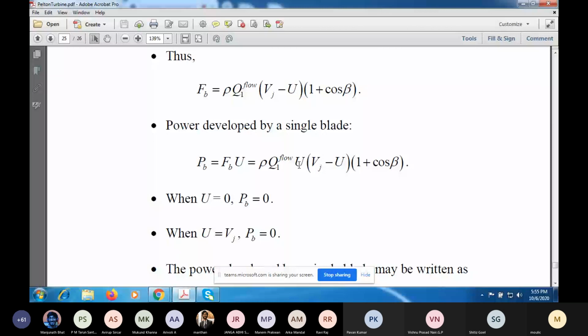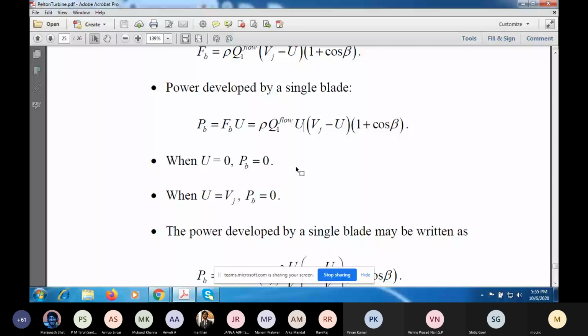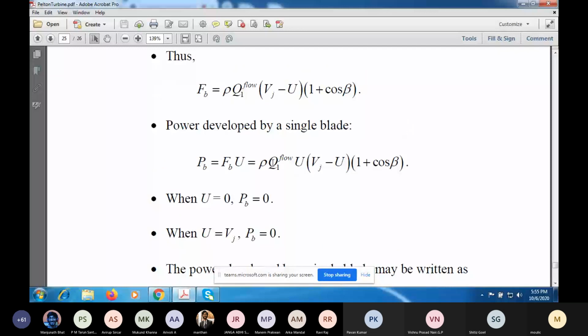Vj by 2, Vj by 2. Right. But of course, if I look at the power developed by a single blade, this Q flow will also have another V minus U. But we are actually not interested in the power developed by a single blade. We are interested in the power developed by the turbine as a whole. And we'll talk about it in the next class.